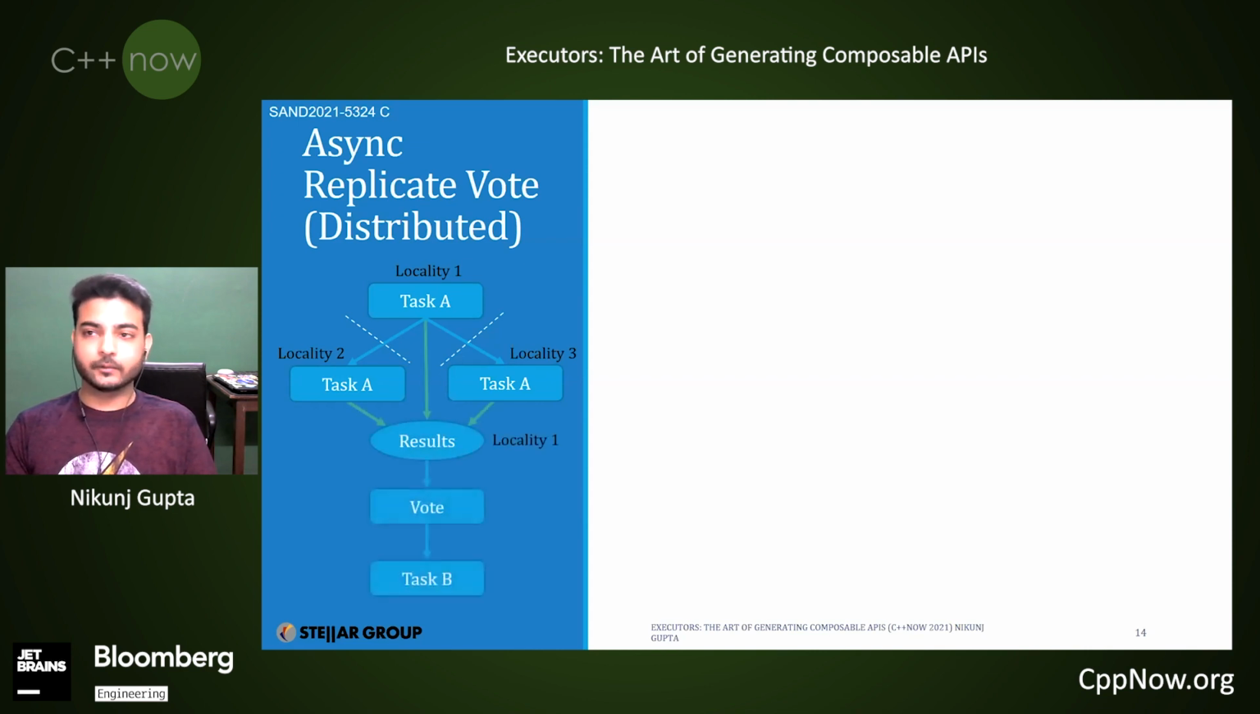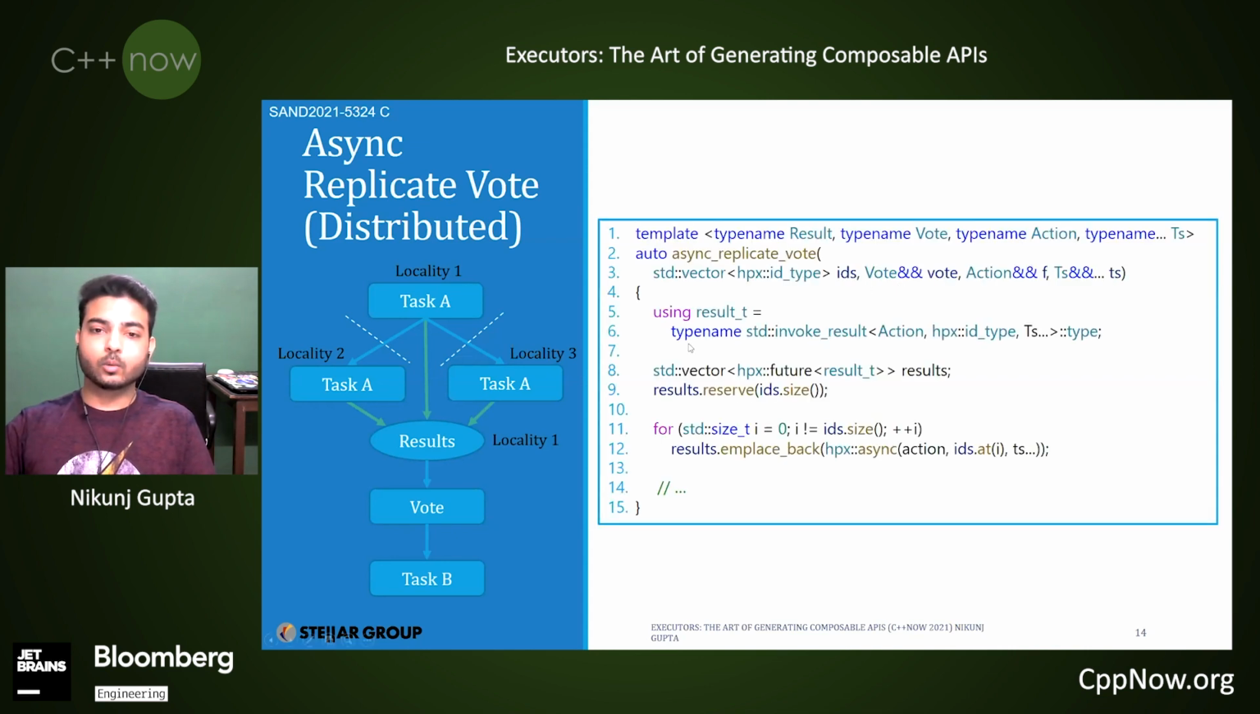And again, the rest of the things are exactly the same. Do voting and send the result to the next task. In terms of implementation, all we need to change is the way of handling the vector of futures, right? And again, invoking tasks, since I said HPX has similar semantics for both local and remote operations.